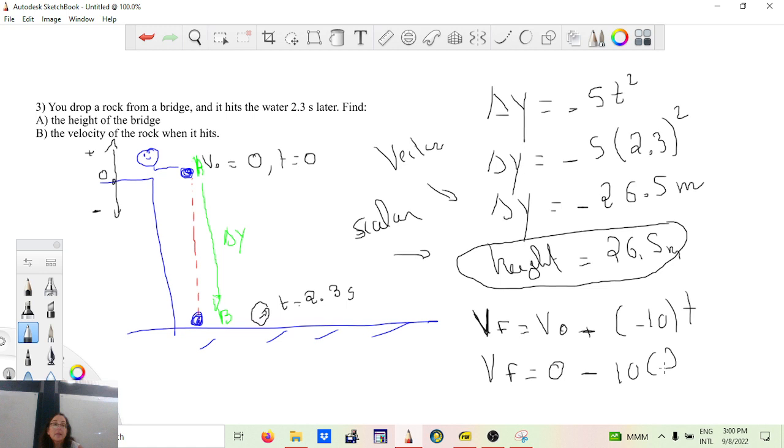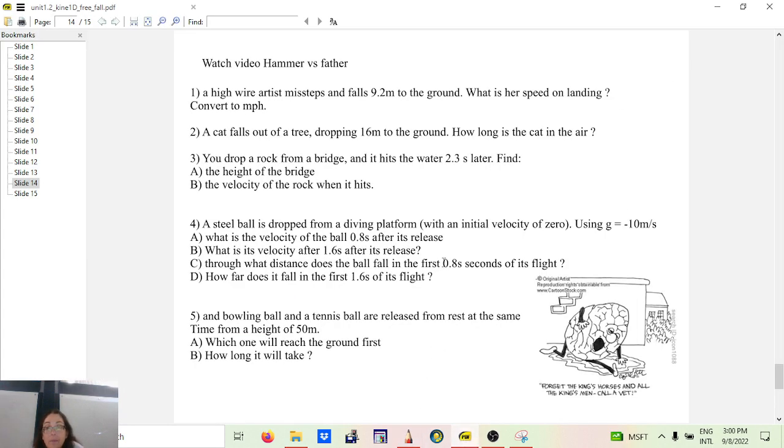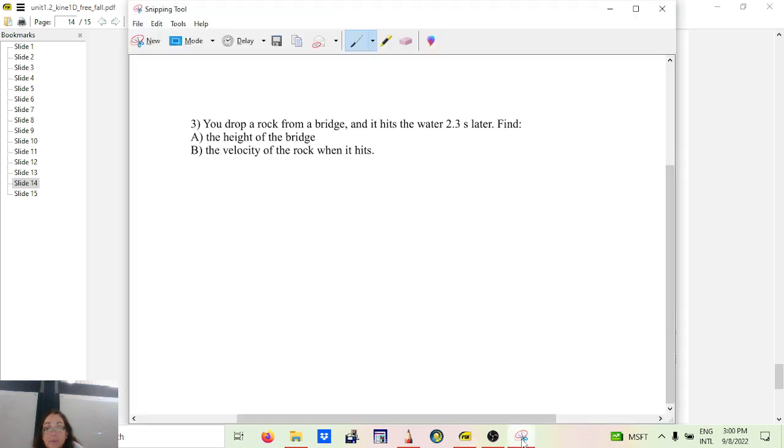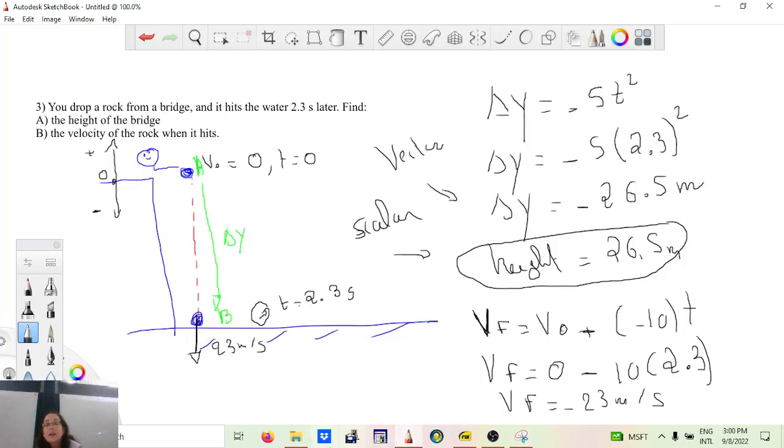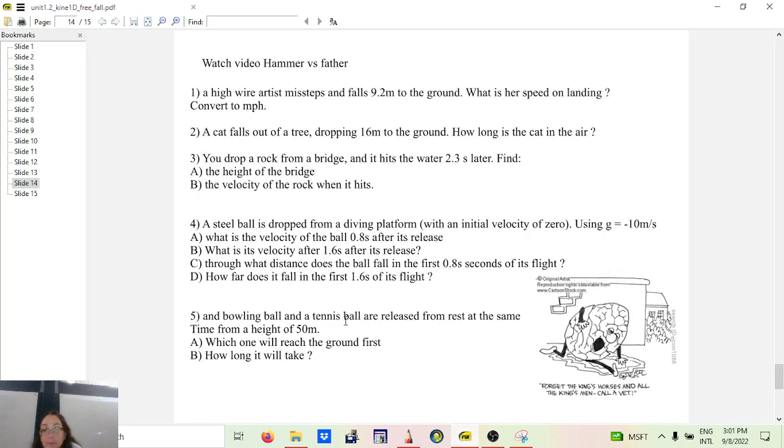So what's the final velocity? Very good. Right, so and it's going to speed up and down. Okay? No, it's the wrong one. See, here I try to trick you.